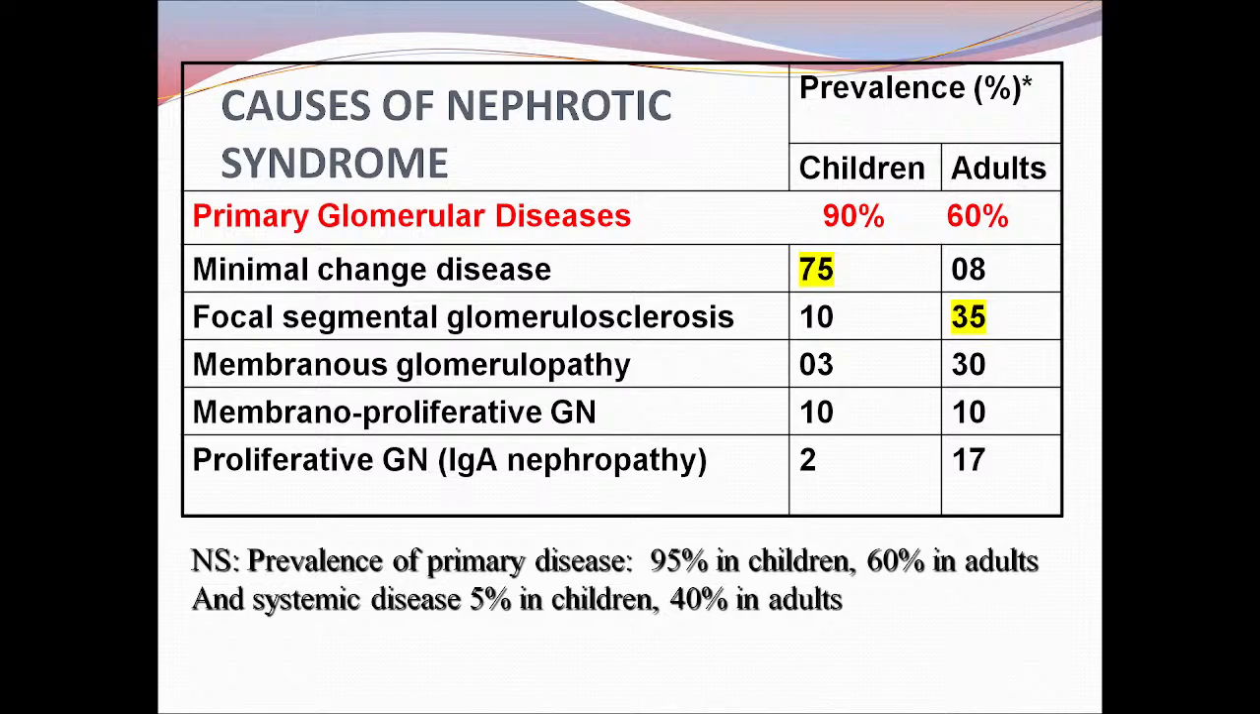When we talk about adults, in the list of primary diseases we have focal segmental glomerulosclerosis, membranous glomerulonephropathy, then proliferative glomerulonephritis or IgA type. So, this is the list. These are the commonest primary causes of nephrotic syndrome in the pediatric and adult population.